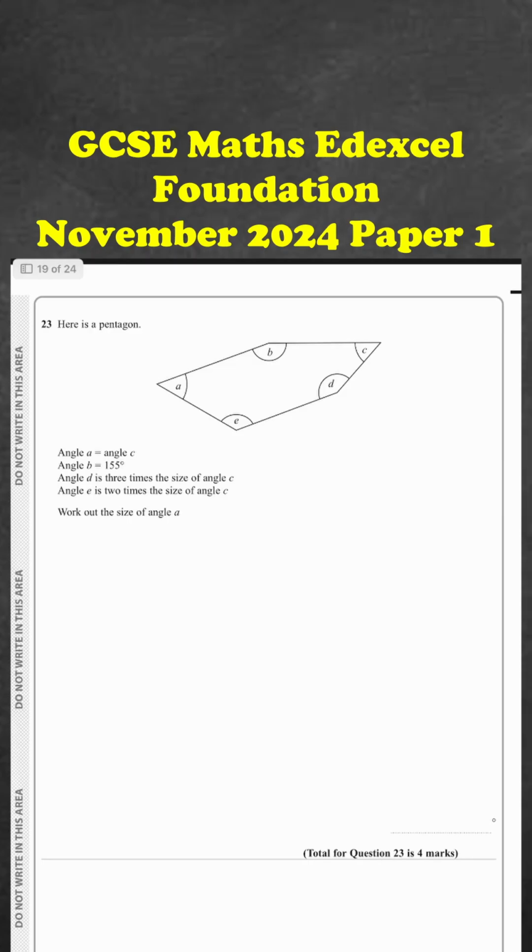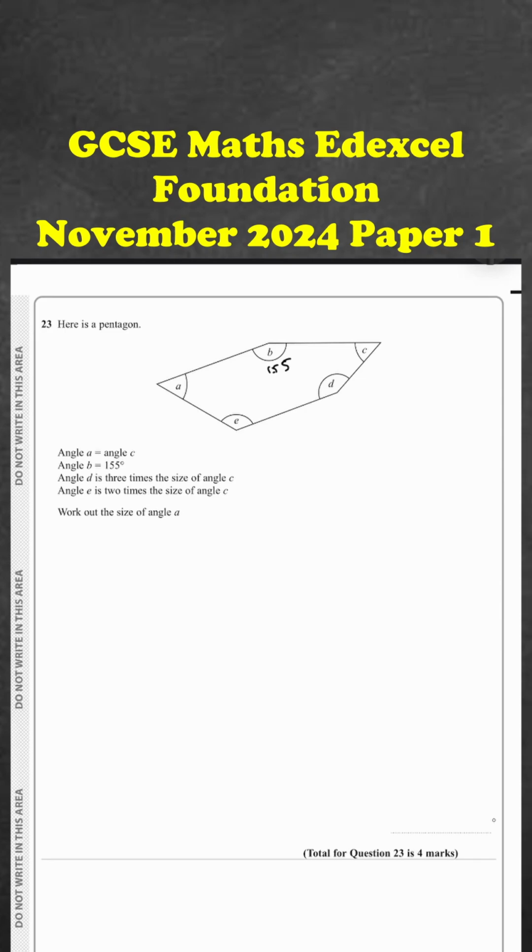Question number 23. Here is a pentagon. Angle A equals angle C. Angle B equals 155. Let's just write that in straight away, 155. Angle D is 3 times the size of angle C. Angle E is 2 times the size of angle C. Work out the size of angle A.